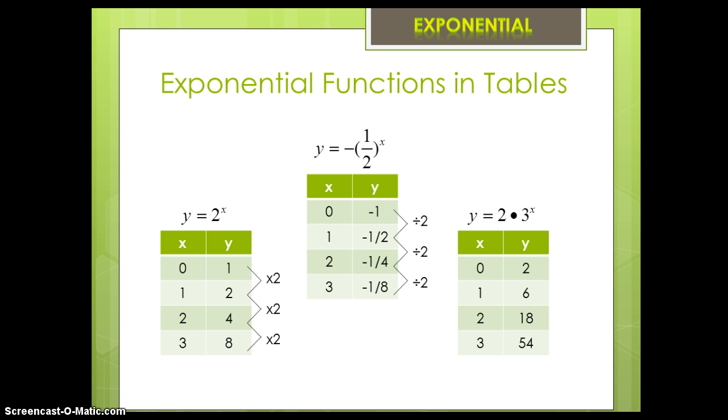In the third one, we're multiplying by 3. 2 times 3 is 6. 6 times 3 is 18. 18 times 3 is 54. So when you're looking at exponential functions, you're trying to find a multiplying or dividing pattern, and this is going to tell us how it's growing or decaying.